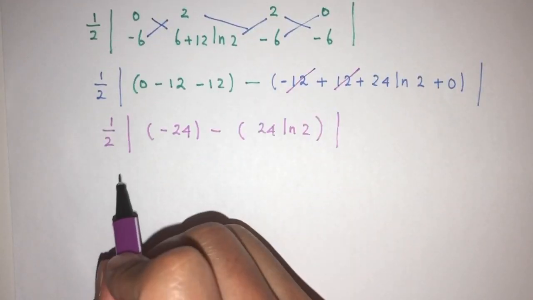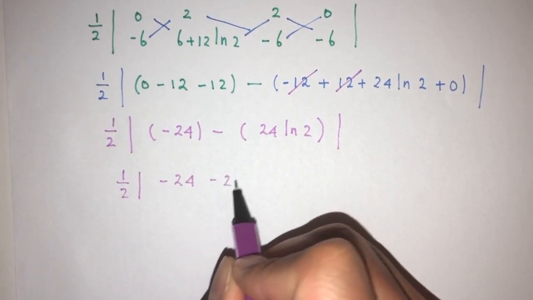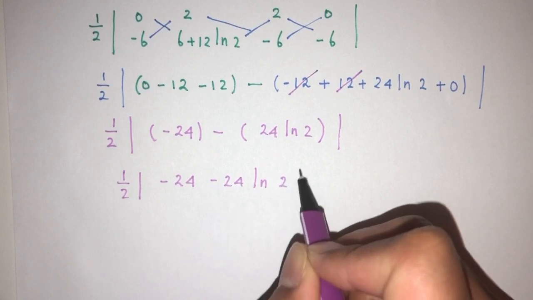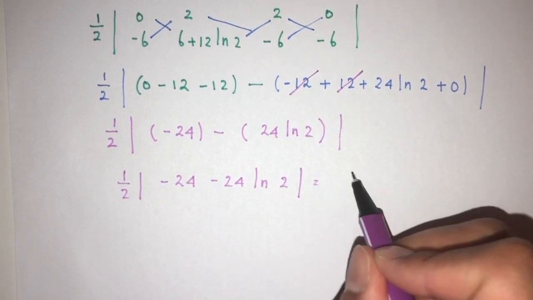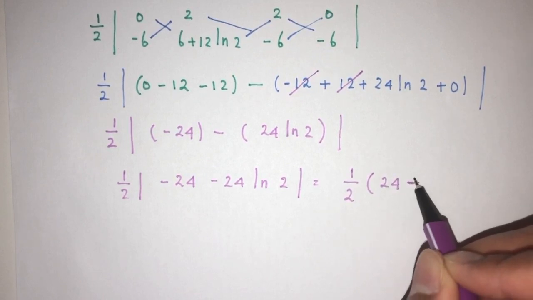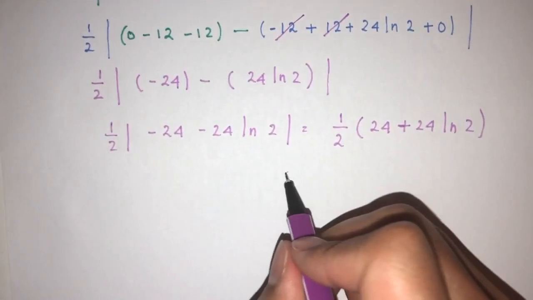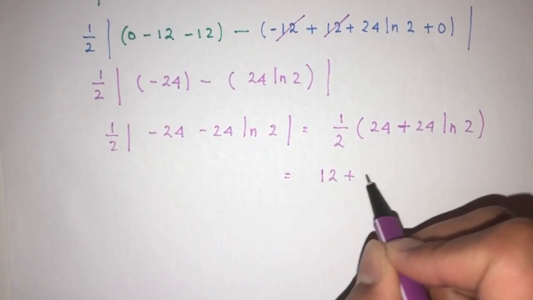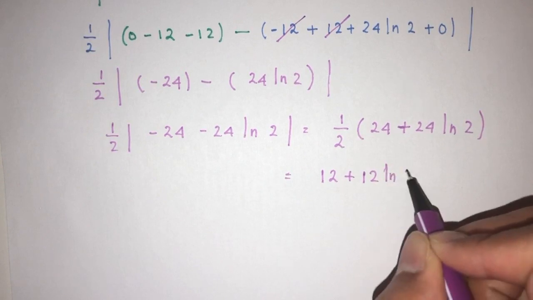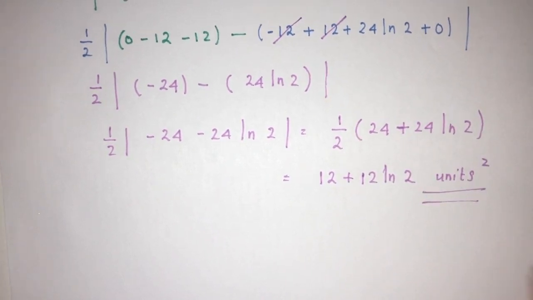Now simplify or expand the bracket, you will have this and then this. Now whenever you have something inside modulus, it will become positive, so you will have 12, positive value of 24, plus 24 ln of 2. Divide by 2, you will have 12 plus 12 ln 2 for the area of that triangle. Now that is one way of finding the area, by using the formula. First you find the 3 points and use your formula to find the area.